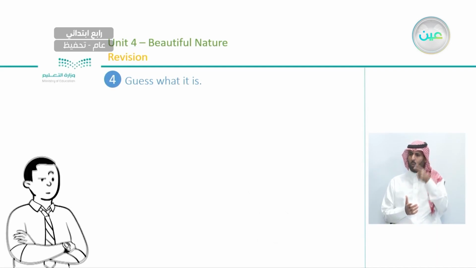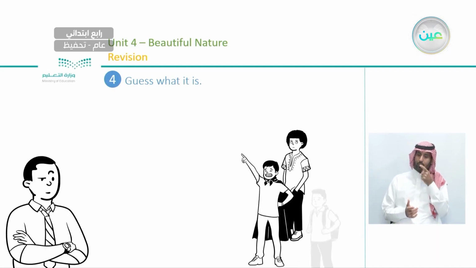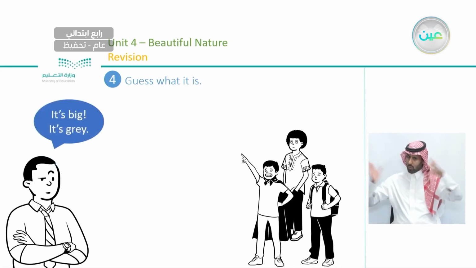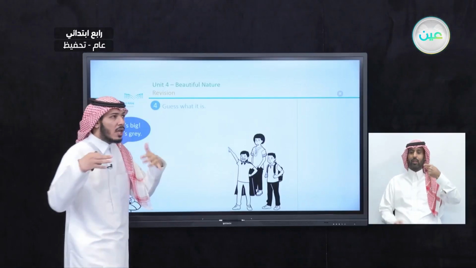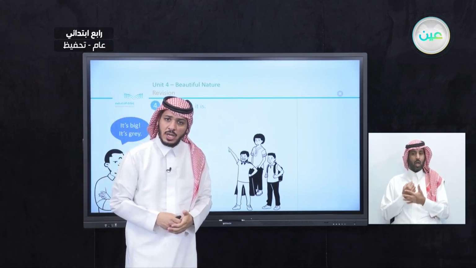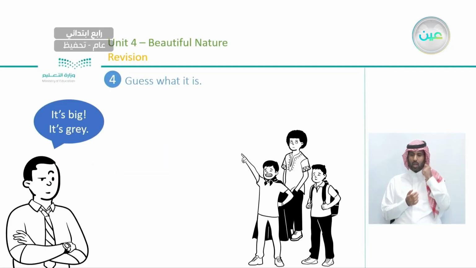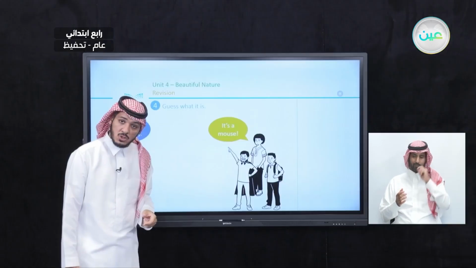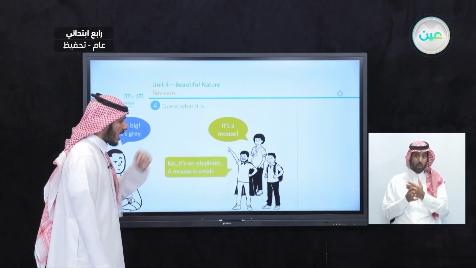Now we have number 4. Guess what it is. We have a man here, and we have 3 boys there. The man says, it's big, it's gray. Can you tell me what is big and gray? The first boy says, it's a mouse. But is it a mouse? No. Why?